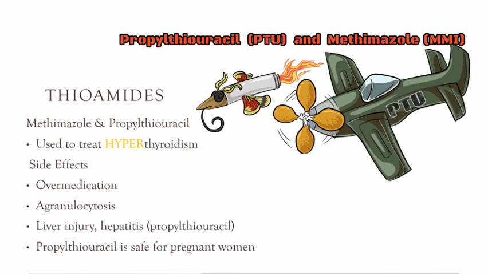You can remember P for pregnant. PTU is the only one that is safe for pregnant women who have hyperthyroidism. We can have liver injury or hepatitis with PTU, so we need to remember to monitor for abdominal pain, dark urine, clay-colored stools, anorexia, abdominal distension, and things like that.